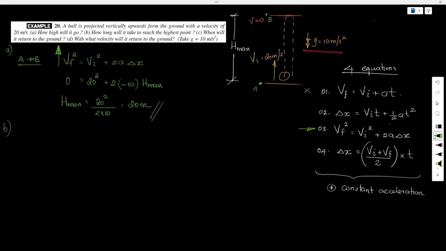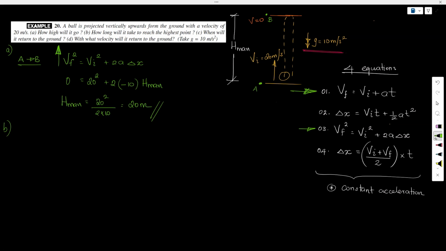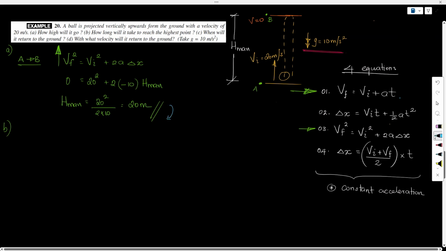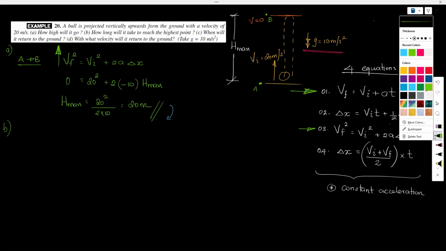So the second part: how long will it take to reach the highest point? Now we need to find the time. We know the final velocity, the initial velocity, and the acceleration due to gravity, so we can use the first equation for the second problem. You also can use the second equation, but I recommend not to use something that you found in the previous question. If you use this 20 in the next question and you made a mistake in finding it, you're definitely going to have a wrong answer for the second part as well.